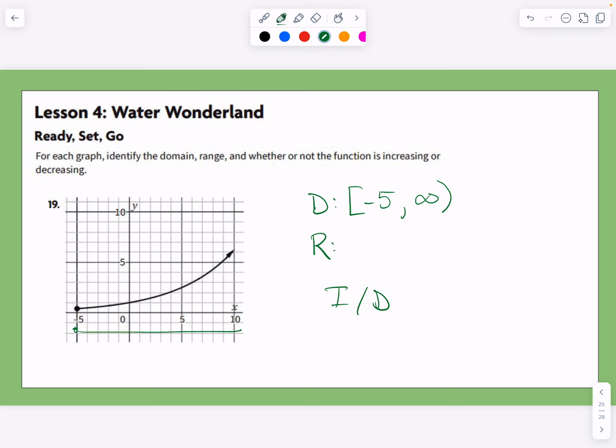My range, I'm starting about here. Again, it's a point. I can estimate that it's somewhere between 0 and 1. So if I said 0.5, no one's going to cry about that. If I said a half, that's okay too. Half works as well. And it's going to be going all the way to where? All the way to infinity. And this one is also moving that way, so it is increasing.